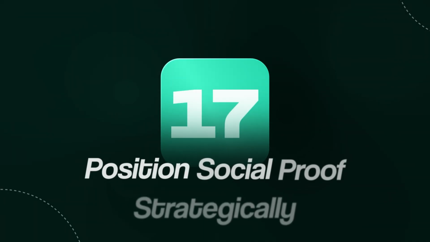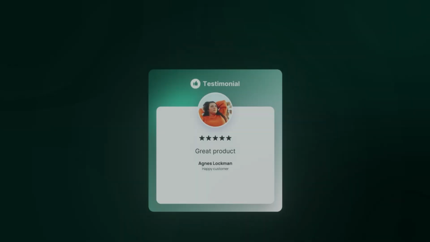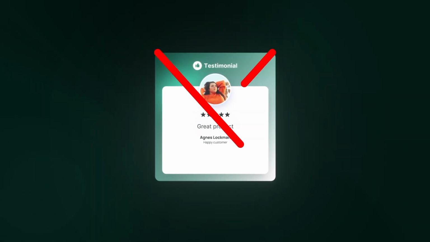Number 17, position social proof strategically. Generic social proof feels fake, but the ones that are catered and very specific, those are the ones that feel authentic. Most brands mess this up by using testimonials such as, hey, great product. Honestly, that doesn't convey any real interest. So what we're after is the specific ones. Those are the ones that make it feel like a true and more believable narrative.